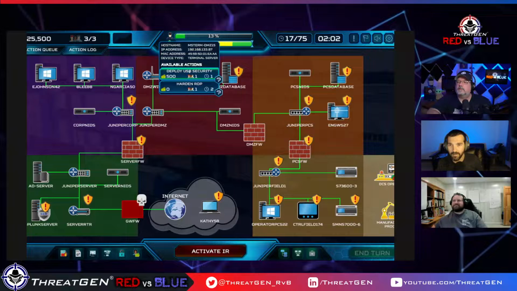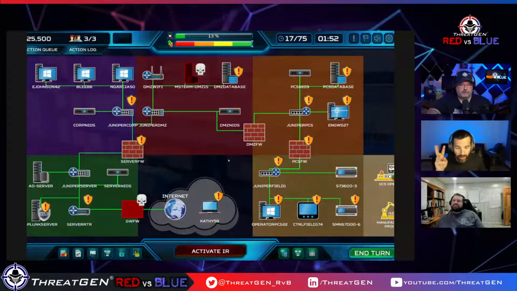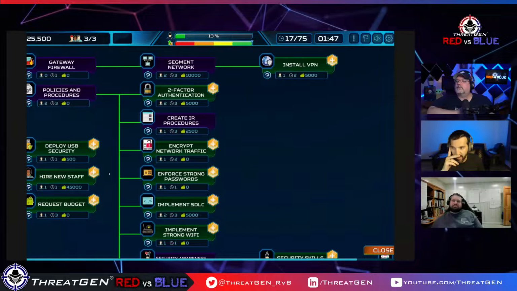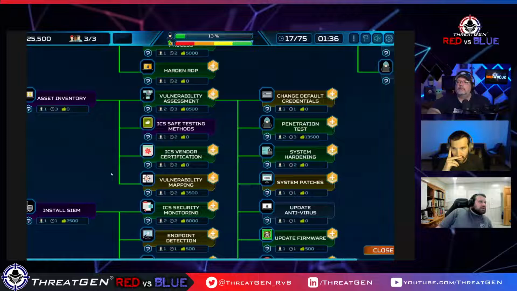Hold on. Oh crap. All right, so we're going to activate IR, which takes a full turn. But we can do three things that take one turn right now. So, Brandon, is there anything that we have ranked high that is a one turn thing? Maybe. Nah, it doesn't look like it. Not that we've calculated anything out.